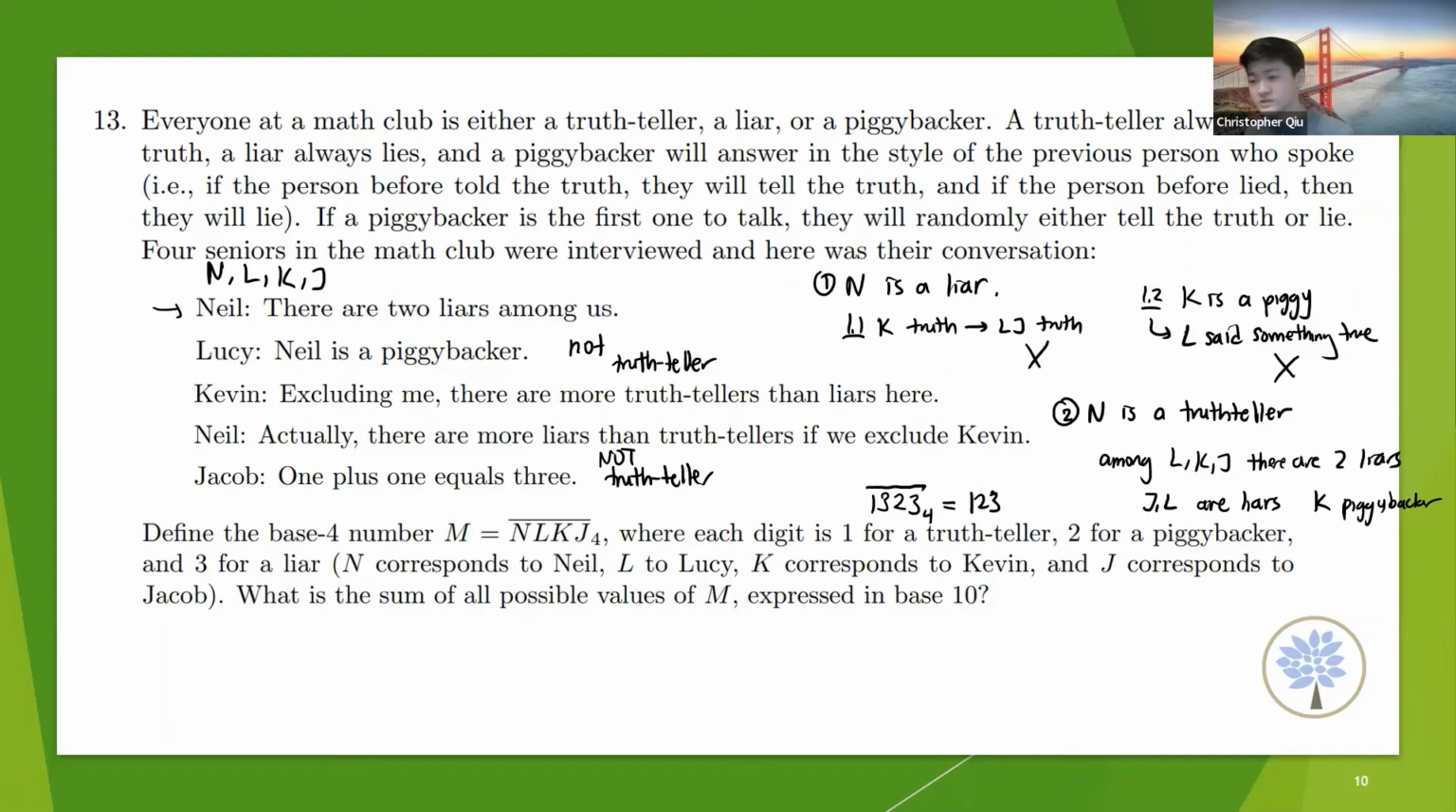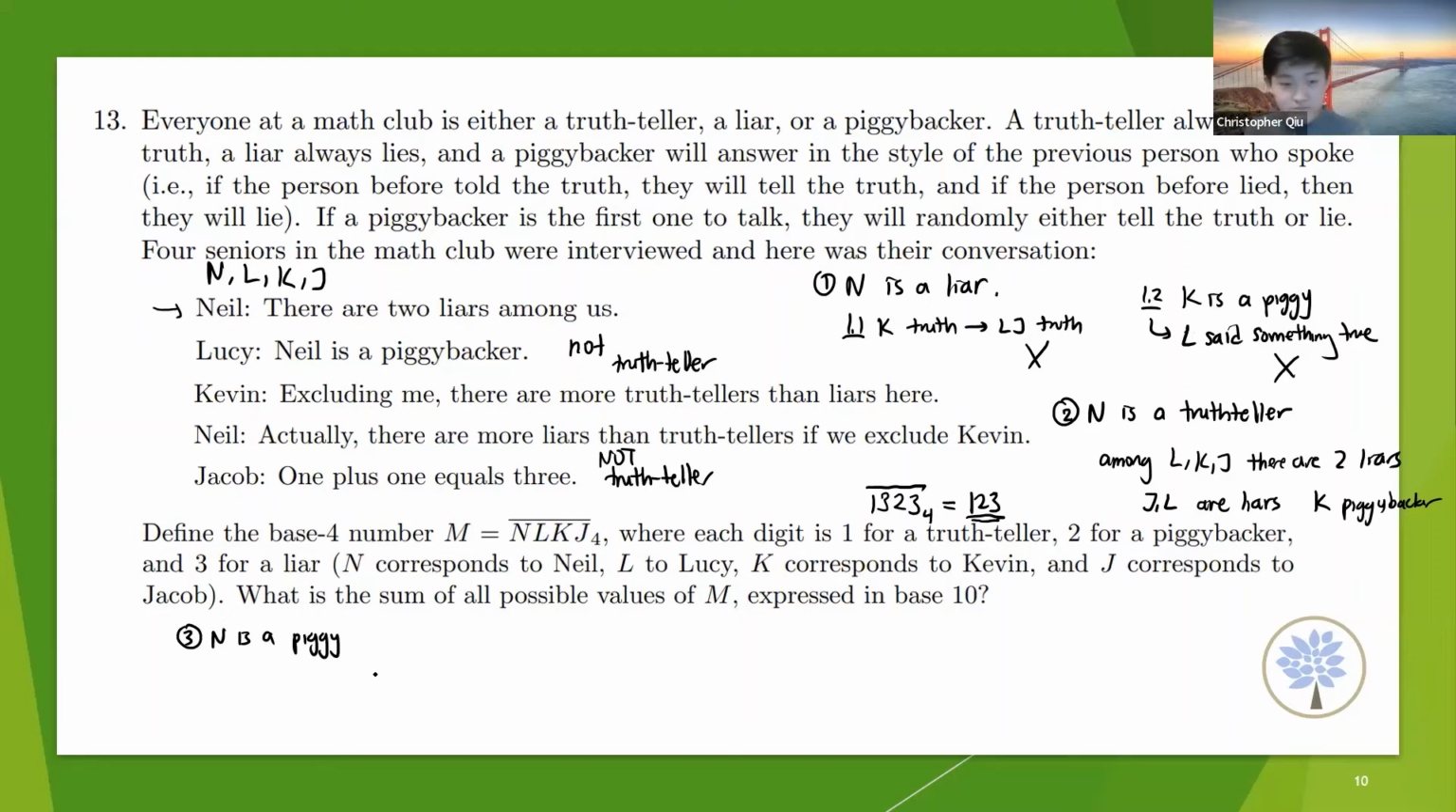So this is one possibility for what these people are. But we want to find the sum of all possibilities. So that indicates to us that we're not done yet. There are probably more possibilities. And there's actually one more case in which N is a piggybacker. So we've considered already whether N is a liar, which gives no solutions, N is a truth teller, which gives one possibility for who is what. And then lastly, we have our third possibility, which is if N is a piggybacker.